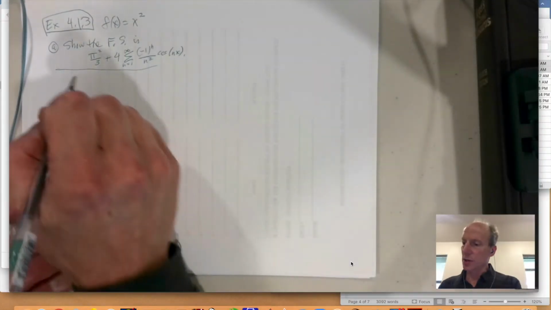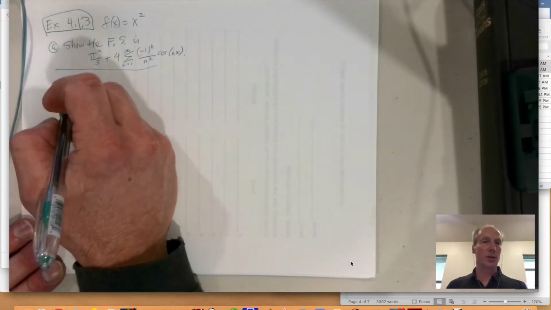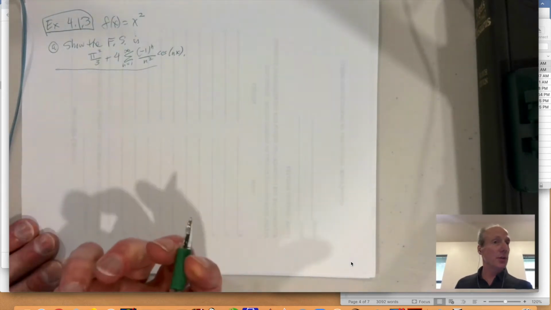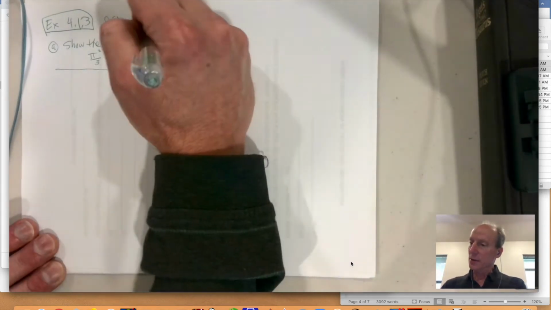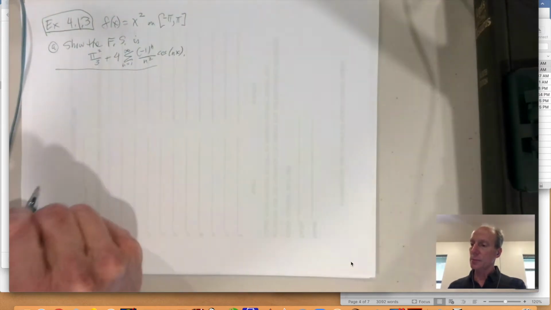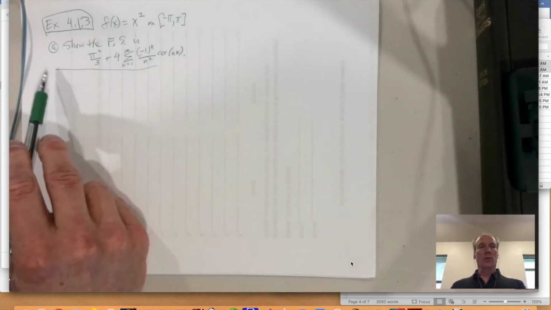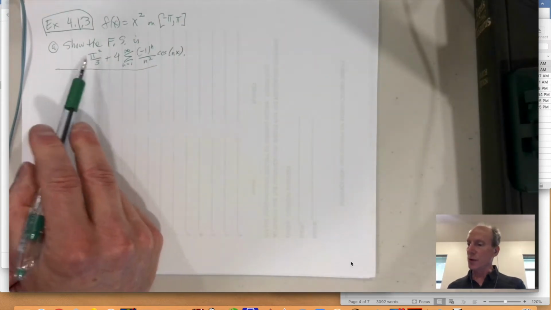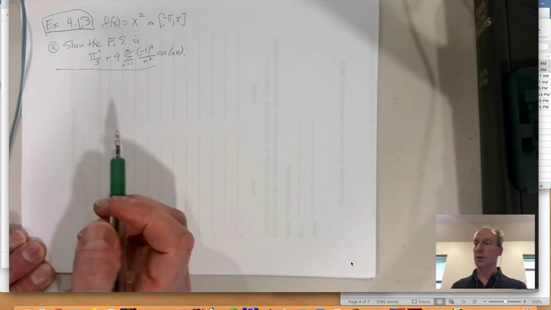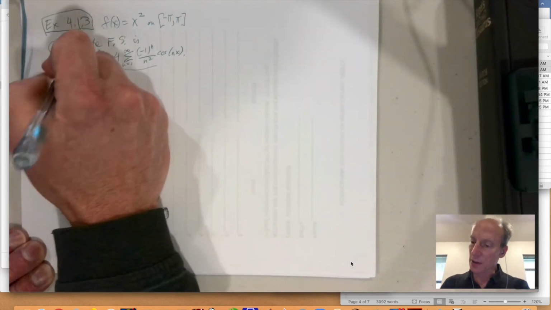Let's do this exercise. Here, as Slopey wanted, we're going to consider f of x equals x squared, the touchdown function, on the interval negative pi to pi. So the first question is, show the Fourier series is this expression. I thought, well, we just need to calculate the coefficients.